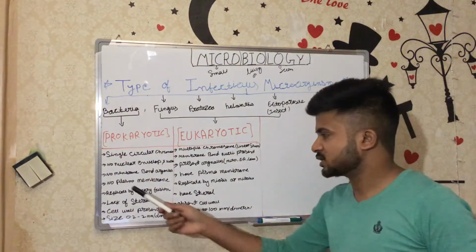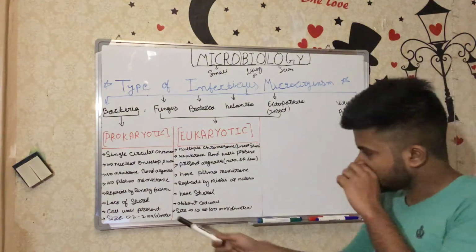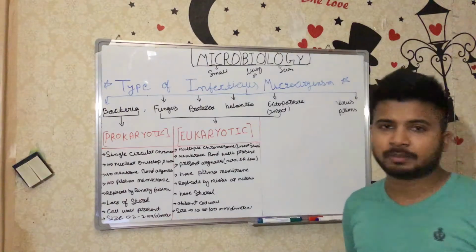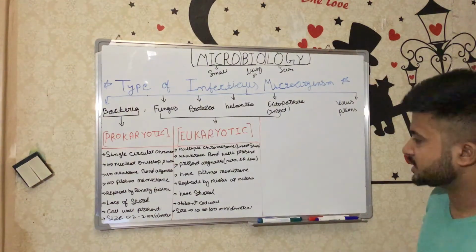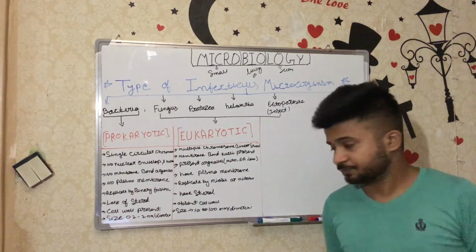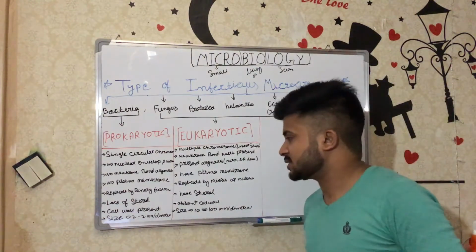a prokaryotic cell. Next, there is no plasma membrane in prokaryotes, while eukaryotic cells have a plasma membrane. Prokaryotes replicate by binary fission. Only bacteria replicate by binary fission, but a eukaryotic cell replicates by meiosis or mitosis. You can remember that the prokaryotic cell lacks sterol.